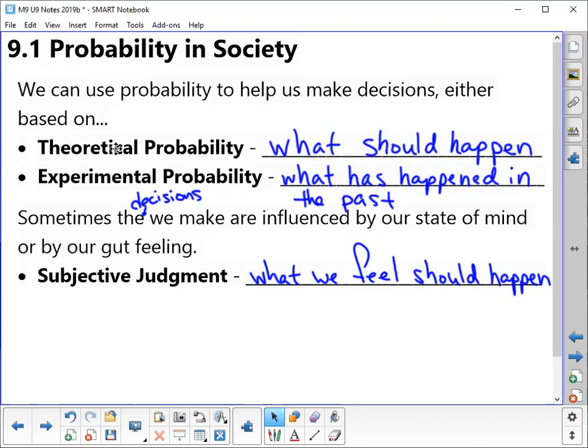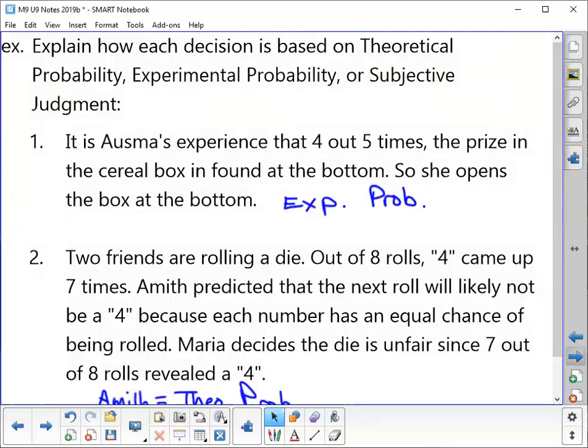which is what should happen, or experimental probability, what has happened in the past. But sometimes the decisions we make are influenced by our state of mind or by gut feeling, and this is what is called subjective judgment, what we feel should happen. Let's explain what those things are. So these are some examples. Explain how each decision is based on theoretical probability, experimental probability, or subjective judgment.